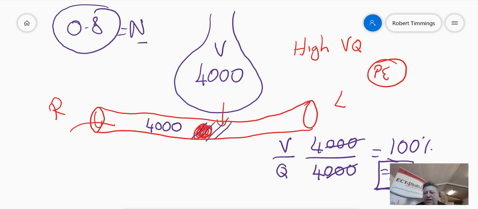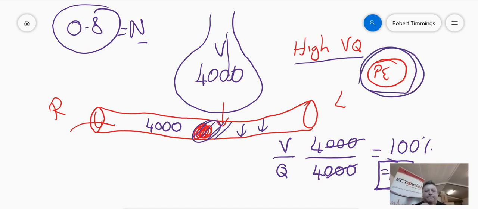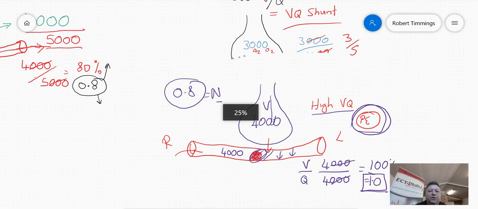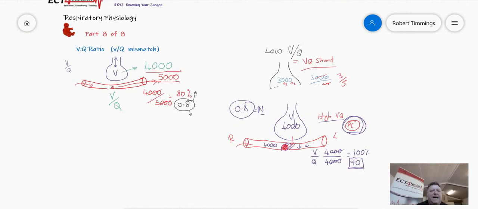When a patient's got a VQ ratio of 1, then they've got what's called a high VQ, and this is sometimes referred to as dead space ventilation. In other words, my patient is bringing air, oxygenated fresh air, into an area where there is a decrease in blood moving through because of some sort of a clot, like a pulmonary embolism. So there we have two examples of VQ mismatch.